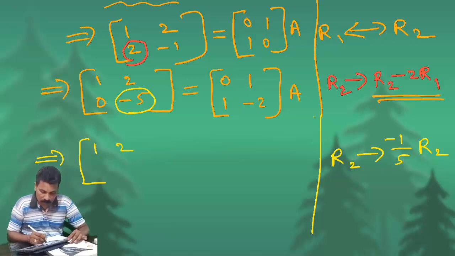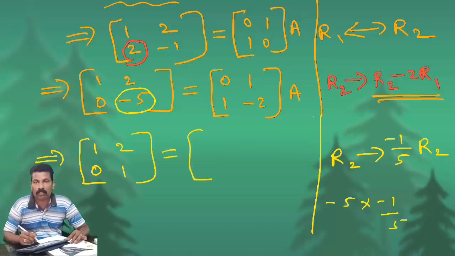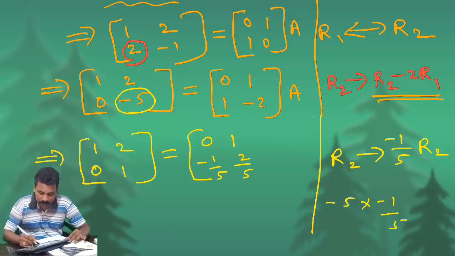Then 0 has no change, and negative 5 becomes negative 5 into negative 1 by 5. So that will be 1. Then we do the same operation on the right hand side also. That is 0, 1, no change. And we have to multiply the second row by negative 1 by 5. So negative 1 by 5, then 2 by 5, into A.